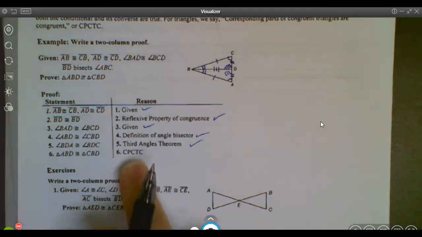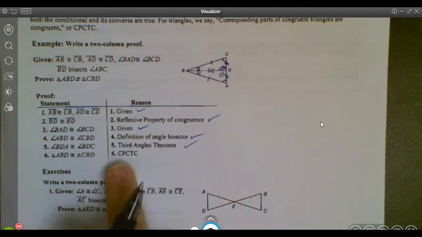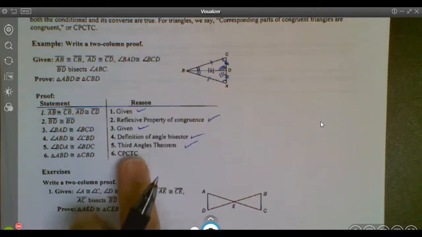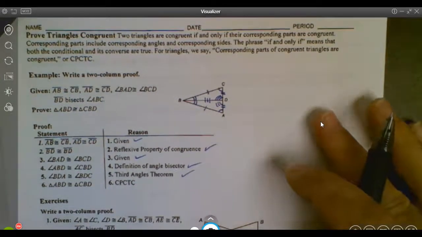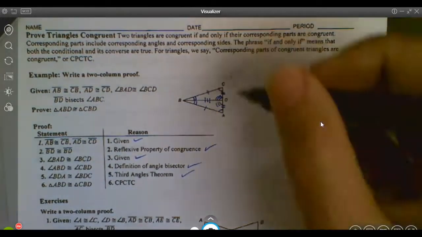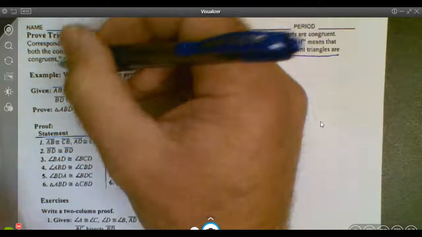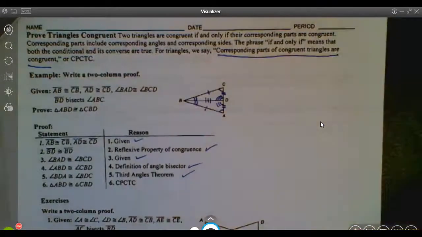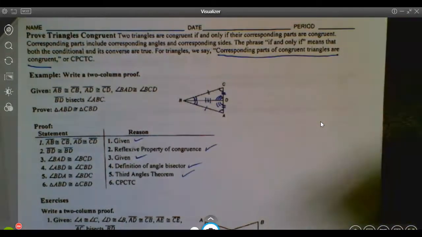Here's the reason our book throws in for that. They're now going to say that this triangle is congruent to this triangle because, here's the abbreviation, corresponding parts of congruent triangles are congruent, CPCTC. So that's what it says up here. So 2 triangles are congruent if and only if corresponding parts of congruent triangles are congruent. That's the reason they're going to give once you've proven that all 6 corresponding parts are congruent. So that's the goal on these proofs.